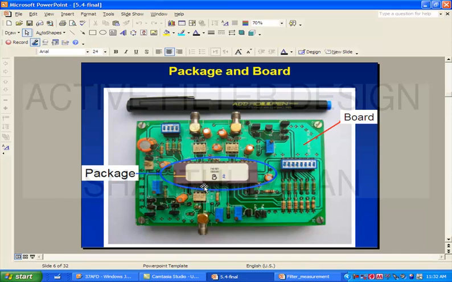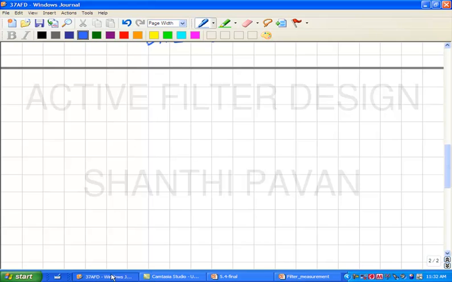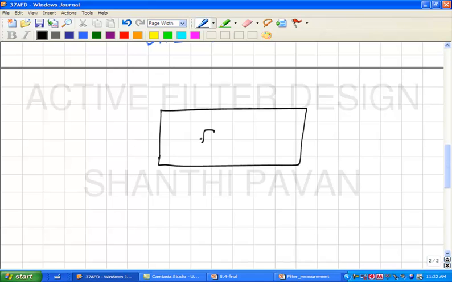Okay. So, now that we understand this, our measurement setup so far looks like this. This is the fully differential filter, this is our balun.